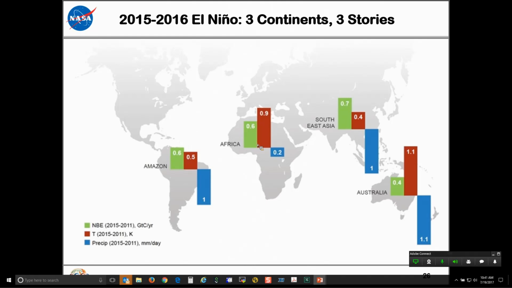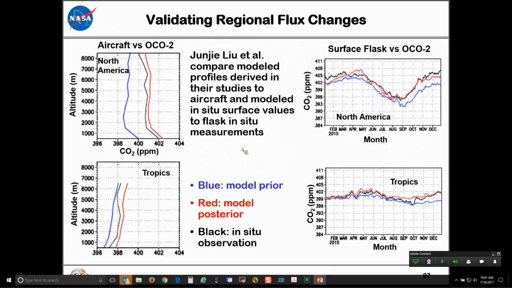So we have 3 continents and 3 completely different stories. If you had a theory for how El Niños affect the carbon cycle, you were probably right. It's just that you probably weren't right everywhere. So, 3 different stories. Okay, how do we tell whether the flux inversions we're getting from these data are any good?